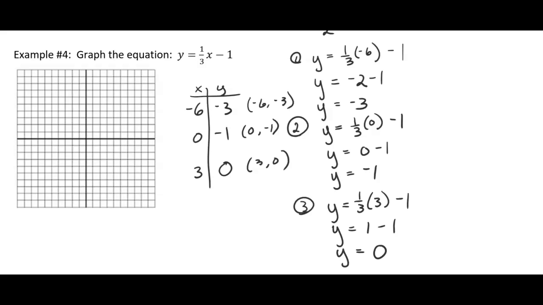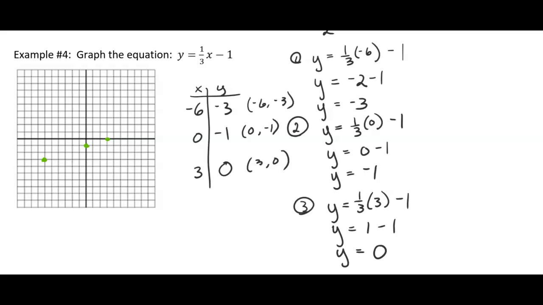-6, 1, 2, 3, 4, 5, 6 to the left, and 3 down, 1, 2, 3. Make sure I get it in the right spot this time. And then 0, -1. So 0 meaning don't go right or left, just go down 1. It's right there. And then 3, 1, 2, 3, but 0, so don't go up or down. So those are the ordered pairs.